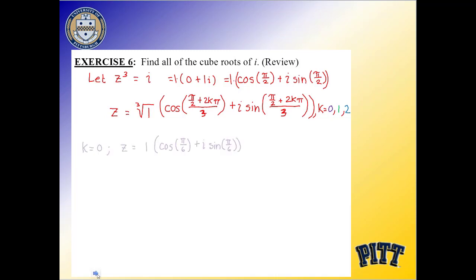So, if I let k equal 0, z is going to equal, the cube root of 1 is 1, so I'm going to have 1 times the cosine of pi over 6 plus i times the sine of pi over 6, which are, of course, values I do know. I should know the cosine of pi over 6 and the sine of pi over 6.